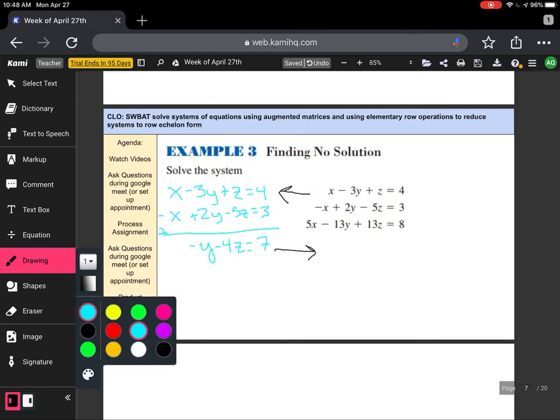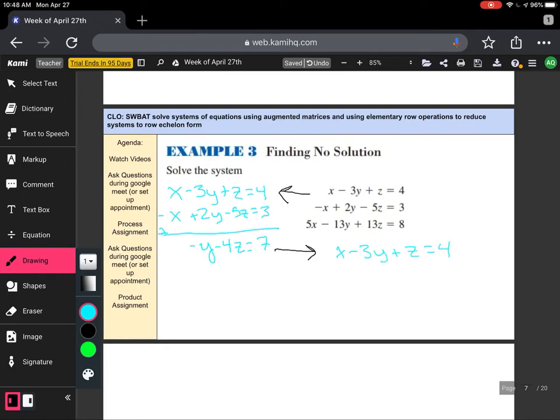All right, so first equation is still there. I have x minus 3y plus z equals 4. My second equation, I've eliminated the x. -y minus 4z equals 7. And then my third equation, 5x minus 13y plus 13z equals 8.